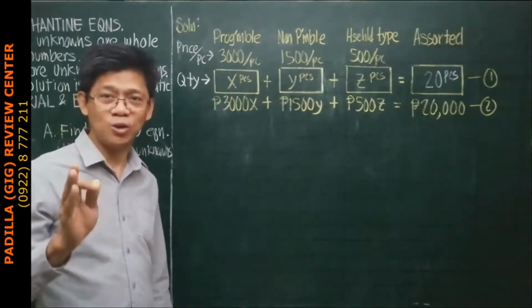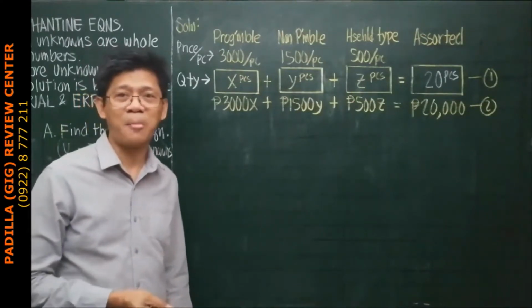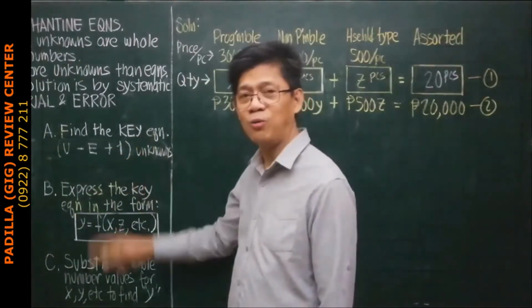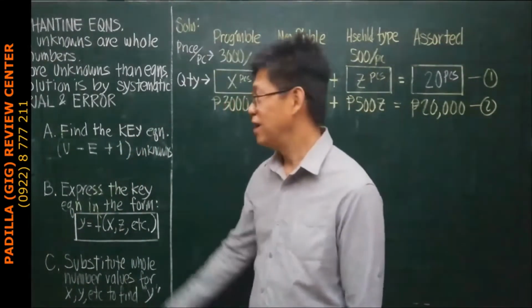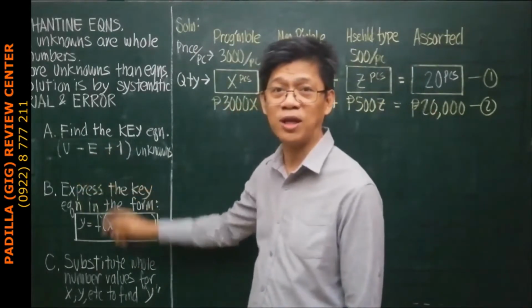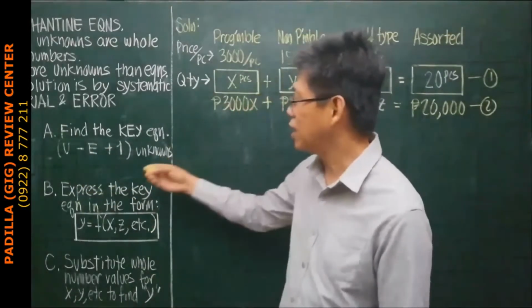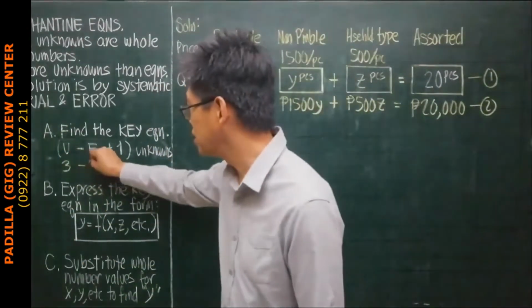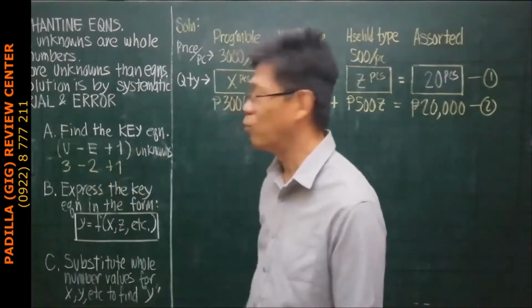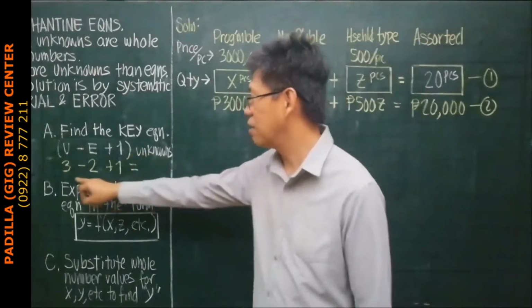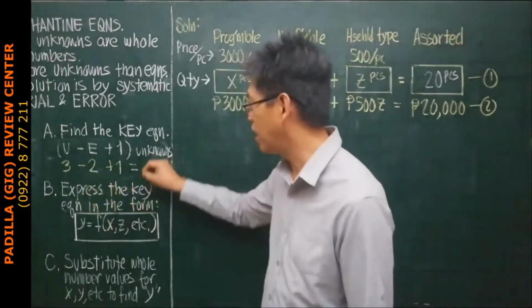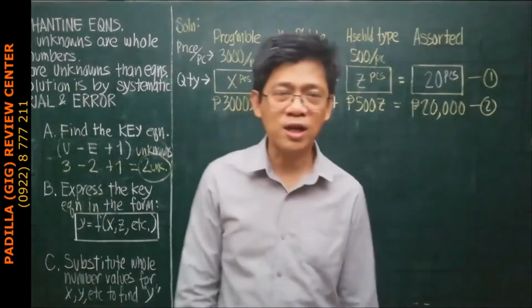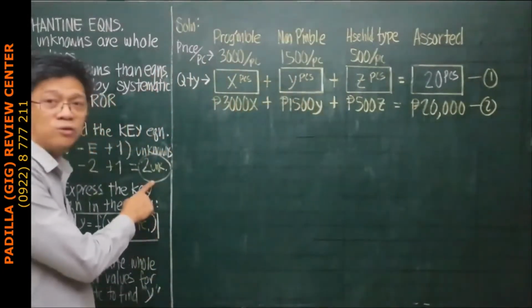How shall we solve them now? We follow the system. The first step is to find the key equation. Our key equation must contain U minus A plus 1 unknowns. Our U here, the number of unknowns, is 3. The number of equations is 2, then plus 1. So this is going to be 3 minus 2, 1, plus 1, 2 unknowns. Okay? Now the key equation must contain 2 unknowns.